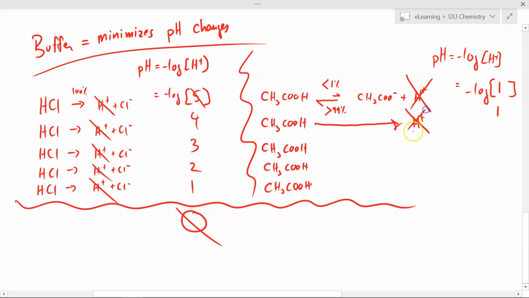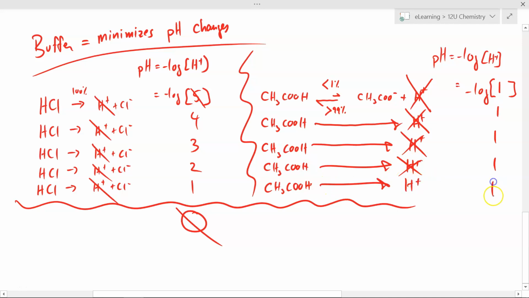Now if I neutralize this one, then this guy will release its H+, and again, I am releasing just 1 H+. And if I neutralize this one, again, my calculation is based on just 1. And if I neutralize this one, my pH calculation again is just based off of 1. Until finally I neutralize this one, and now I've reached the equivalence point.